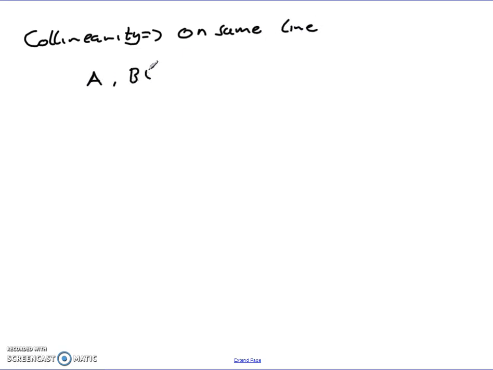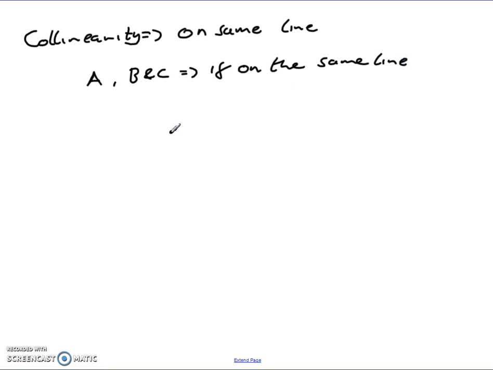First thing we need to do though is know what the word means. So what does the word collinearity mean? The word collinearity refers to when points are on the same line. So it's when several points are on the same line. So i.e. if I had 3 points A, B and C, they would be collinear if they were on the same line.